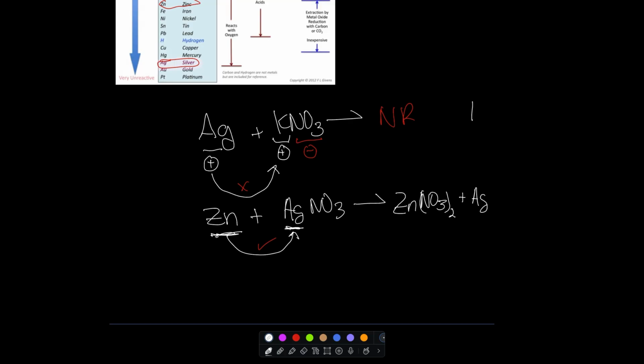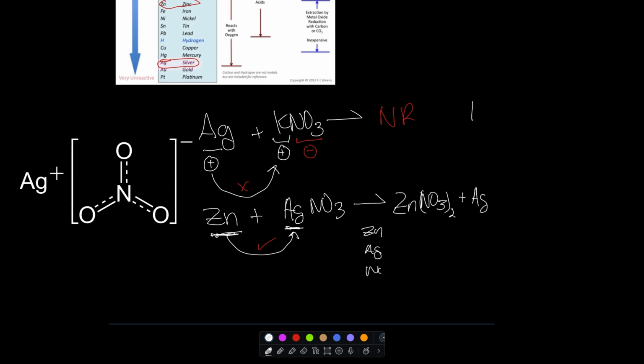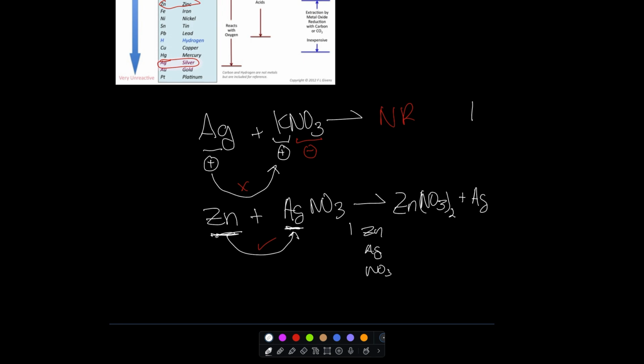I'll do it quickly for those of you who don't remember how to balance. So we have Zn, AgNO3. We have one Zn on the left and one Zn on the right. One Ag on the left, one Ag on the right. And then we have one NO3 on the left and 2 on the right.